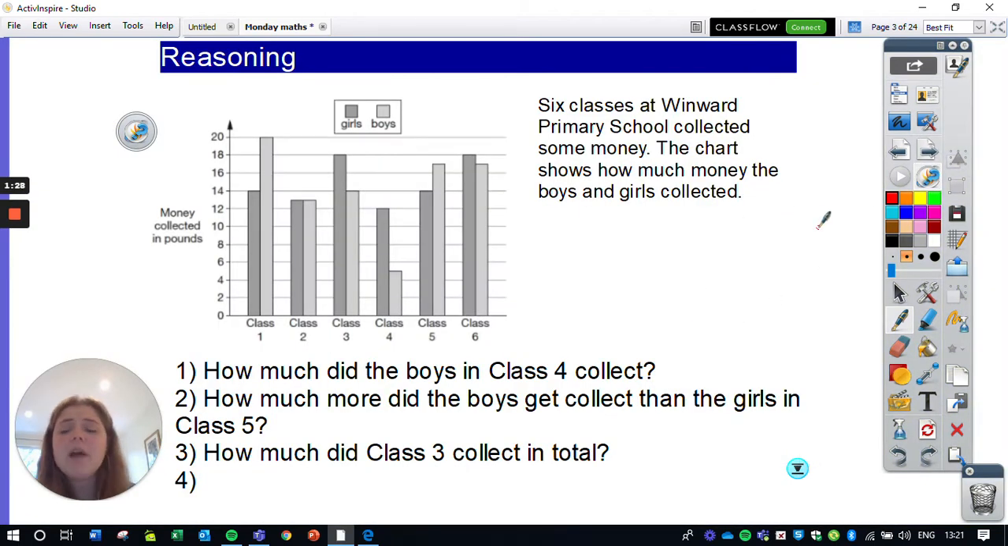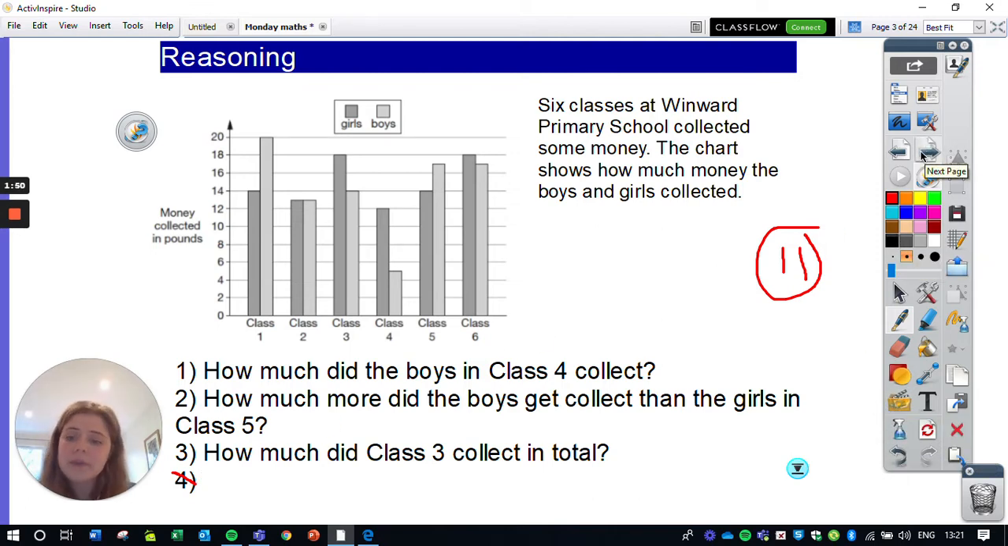Okay, you're now going to have a go at these reasoning questions. In these reasoning questions, you have a bar graph showing 6 classes at Winwood Primary School, and within those classes split into girls and boys, and you're finding out how much money was collected in pounds. Please pause the video and have a go at answering those 3 reasoning questions about this bar chart.